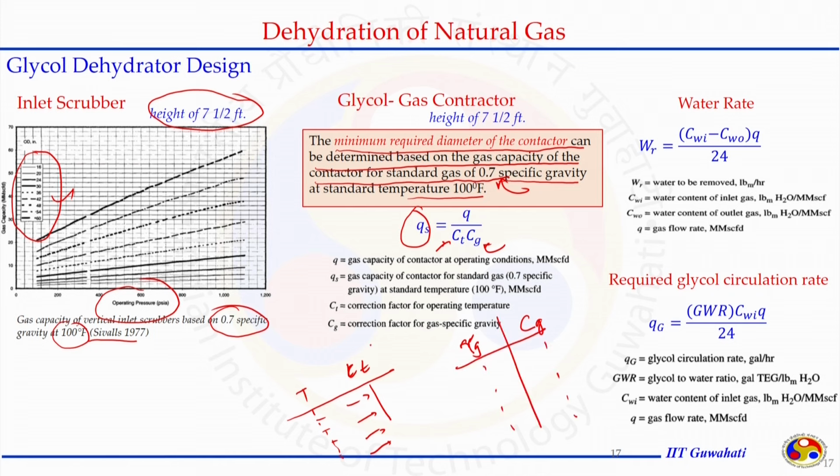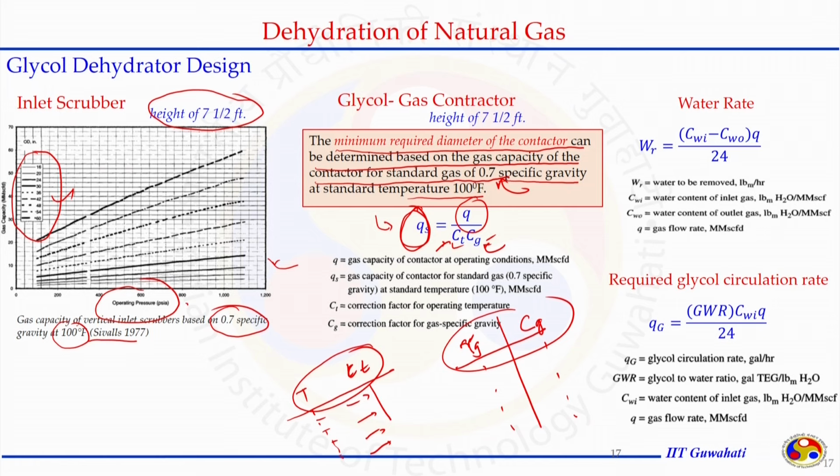Knowing the correction factor, and knowing the standard condition of 0.7 specific gravity gas at 100 degrees F, we can calculate the amount of gas that is going to be handled by a gas contactor. The height is already fixed, so we can calculate the diameter.